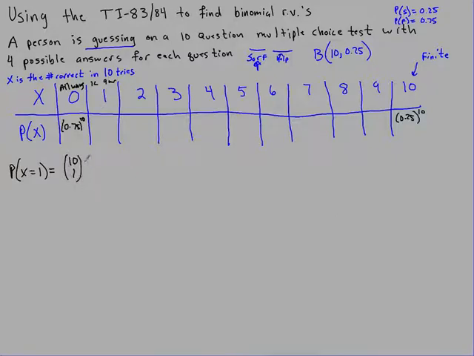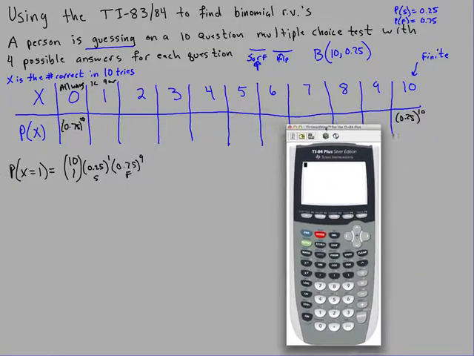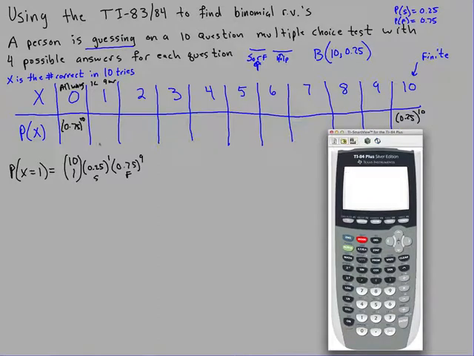Now I'm just using the formula. If I got 1 correct, then I have 0.25 because one of them was right, and the rest of them were wrong. So out of 10 questions, I got 9 wrong and 1 correct. This is a success, that's a failure, and that's how many ways I could arrange that. Okay, so pulling in the calculator, what I'm finding here is the probability that x equals 1.